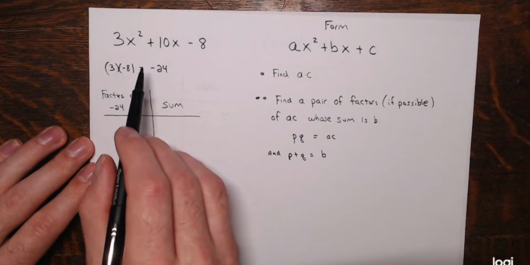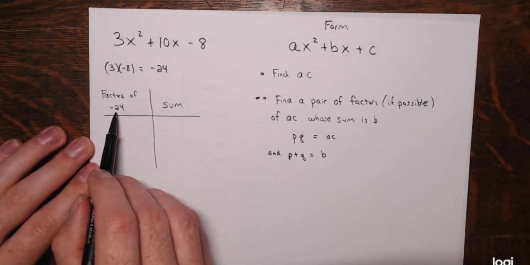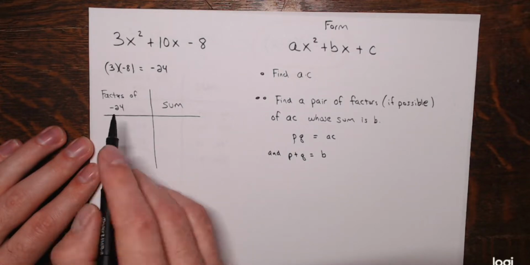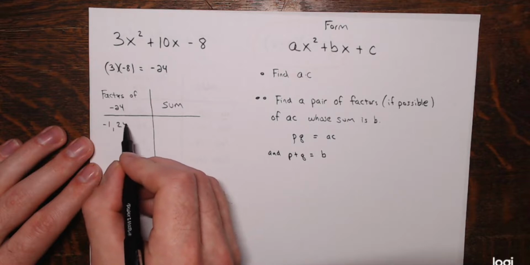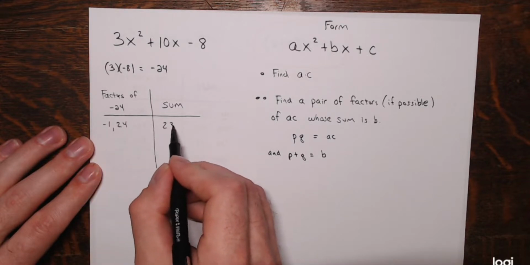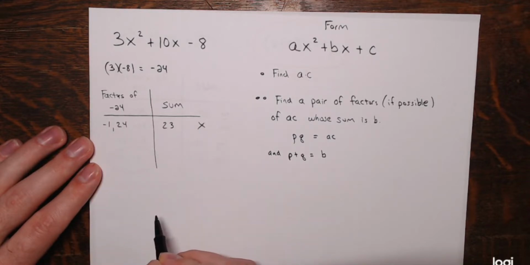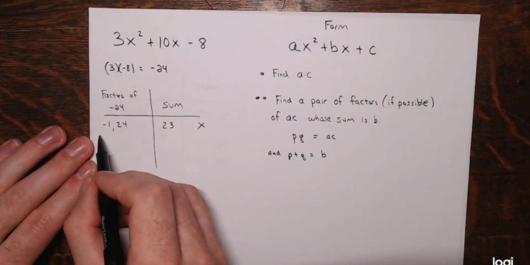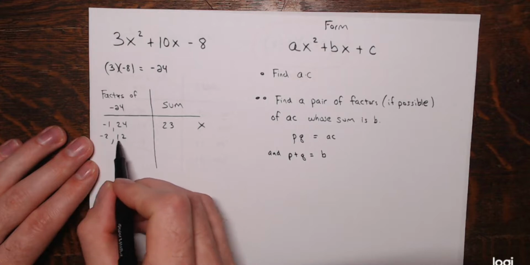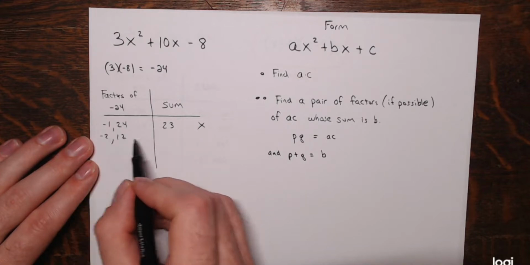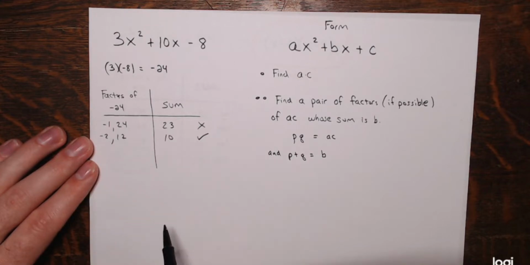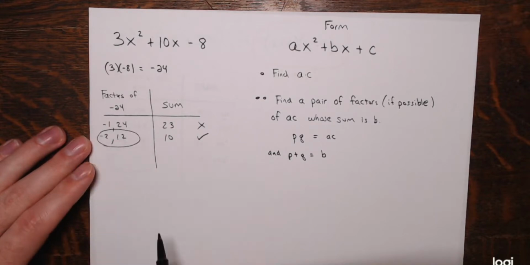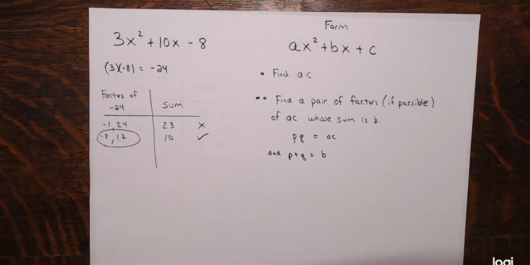Now if the number that we're finding factors of is negative, that means one factor is negative, one factor is positive. Like negative 1 and 24, but those add up to 23, so that's no good. I want a sum of positive 10. How about negative 2 and 12? Those multiply to be negative 24, and they add up to be positive 10, so yay. Now, this is where it gets a little different. This is where that grouping comes in.